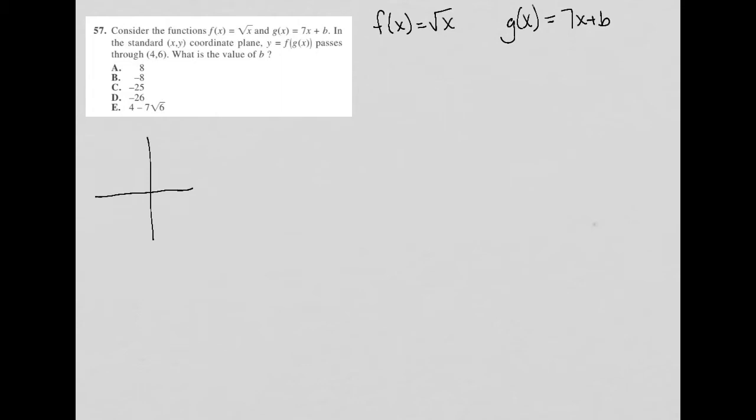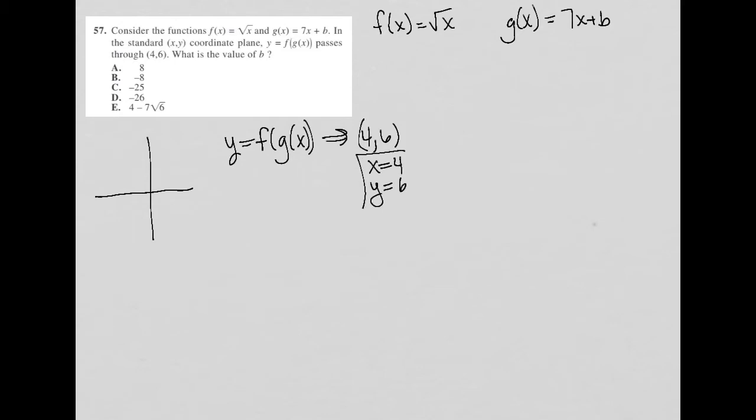Y equals, okay, so let's see. Y equals f of g of x. And we're told that that line or that curve passes through 4, 6. So this is very valuable information because the fact that it passes through 4, 6 tells me that when x is 4, y is 6.